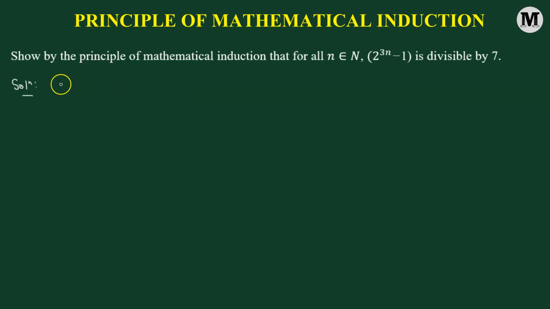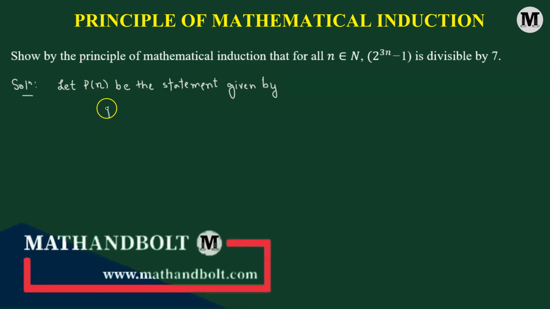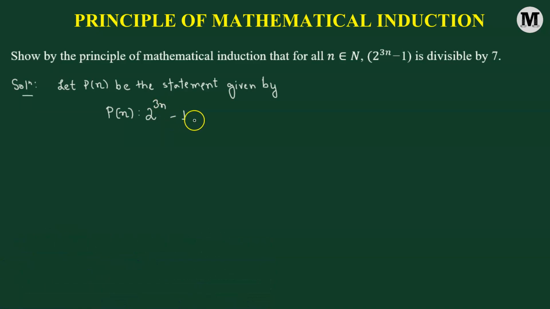We're going to denote that statement with p of n. So let p of n be the statement 2 raised to the power of 3n minus 1. This expression is divisible by 7. We're going to name this statement as statement number 1.